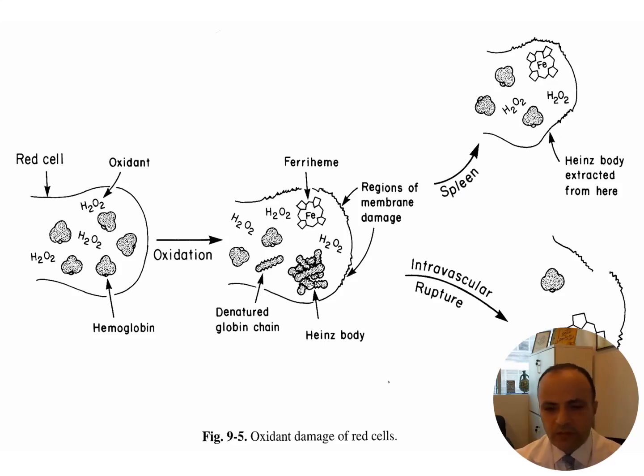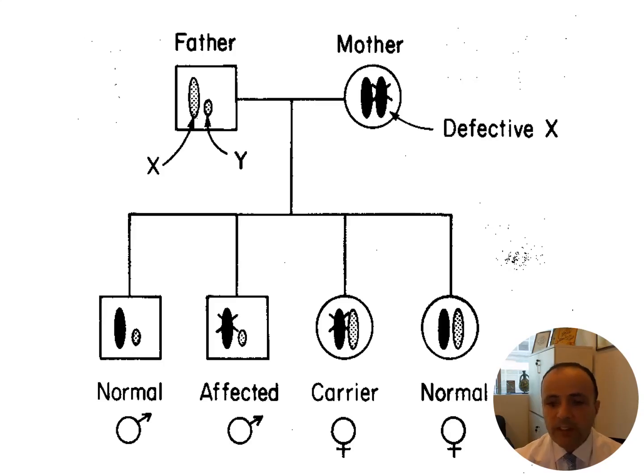And you've seen this slide before: the hemoglobin gets deposited in the cell, called Heinz bodies, and gets picked up in the spleen. It can also give you intravascular hemolysis if it's massive, giving hemoglobinuria and hemoglobinemia. And it is X-linked, so the typical pattern is that the mother is the carrier and transmits the disease to the son.